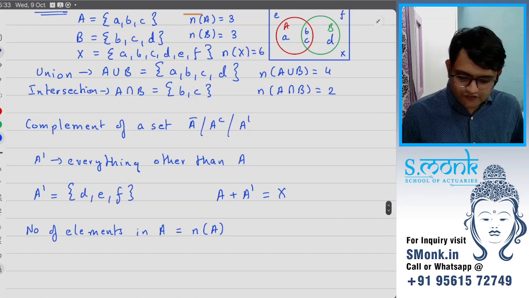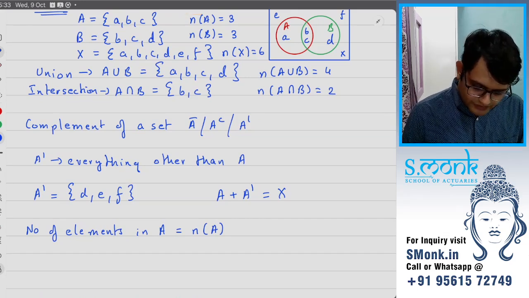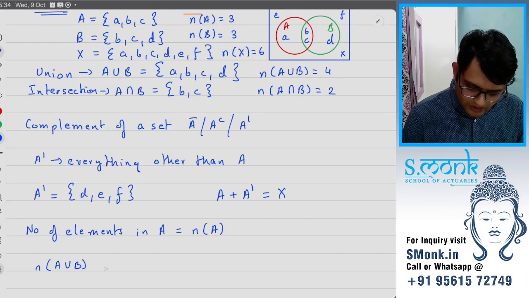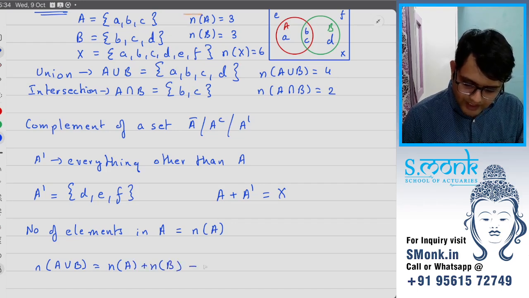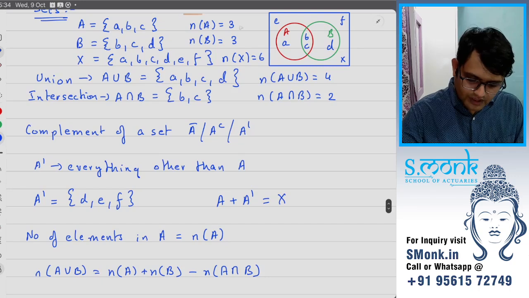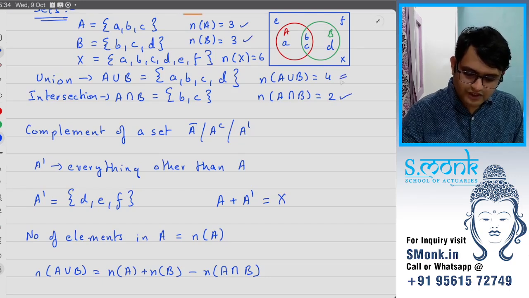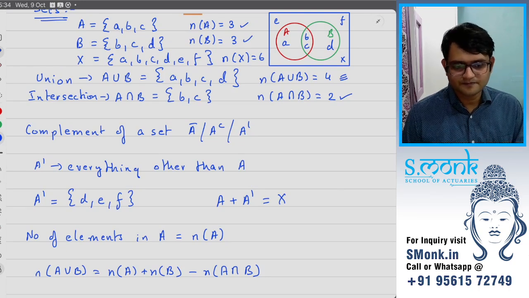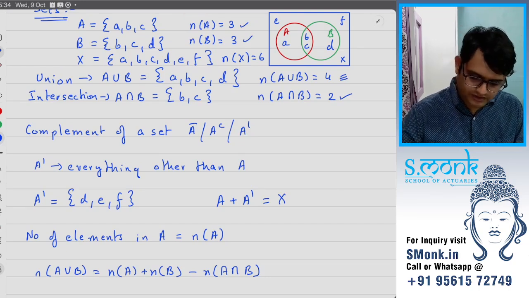So we make some formulas using this number of elements. We say that the number of elements in A union B is the same as the number of elements in A plus the number of elements in B minus the number of elements in A intersection B. You can see that here. I have 3 plus 3 minus 2 gives me 4.